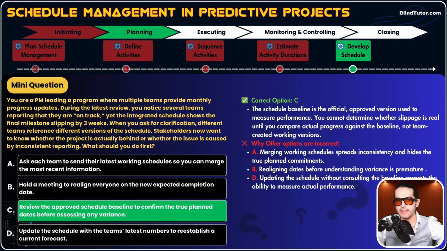And remember, guys, it says, what should you do first? It is asking you as a project manager about your first action. As I told you before, there's a difference between first action and best action. First action means the first step you take. The first step is, hey, review the approved schedule baseline to confirm the true planned dates. Because the question is saying there are multiple versions. Guys, we need to make sure we have a reliable schedule baseline first, and then we compare the current performance with that baseline. You need to review and make sure, okay, there's only one version.